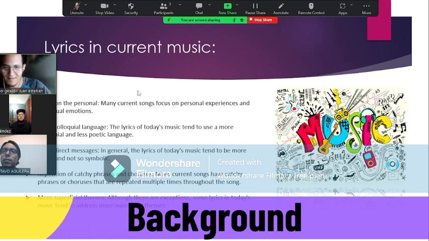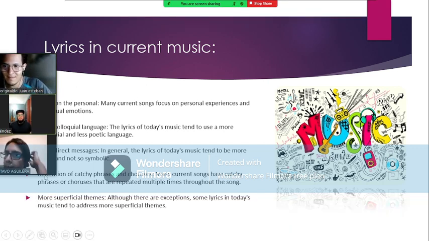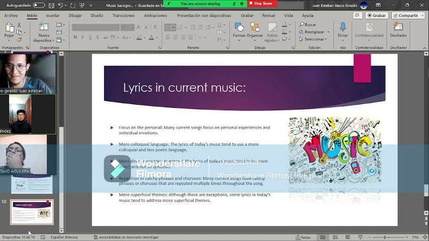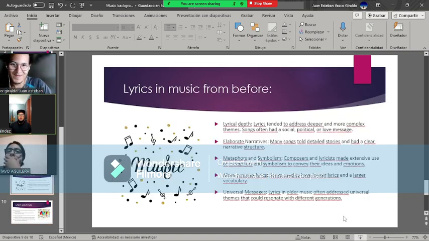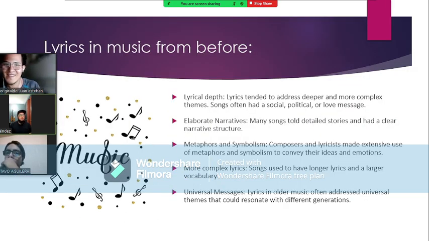Okay, good evening, everyone. I'm going to talk to you a little about the changes that music has had. First topic is lyrics in music from before. Point number one, lyrical depth. Lyrics tended to address deeper and more complex themes, such as social, political, or love messages. For example, the Beatles and Led Zeppelin.